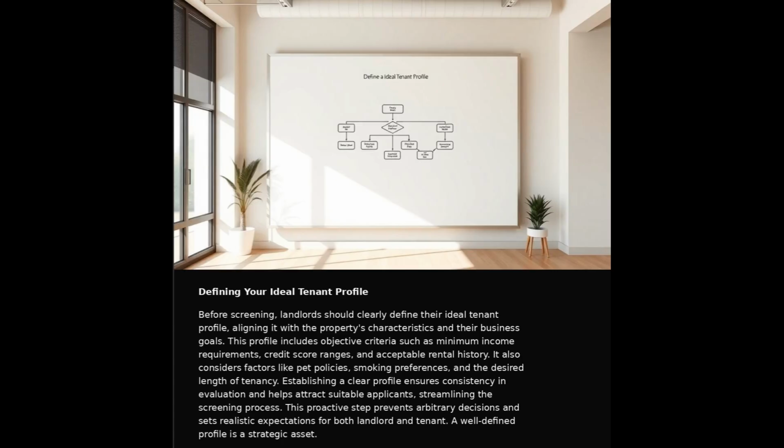Establishing a clear profile ensures consistency in evaluation and helps attract suitable applicants, streamlining the screening process. This proactive step prevents arbitrary decisions and sets realistic expectations for both landlord and tenant. A well-defined profile is a strategic asset.